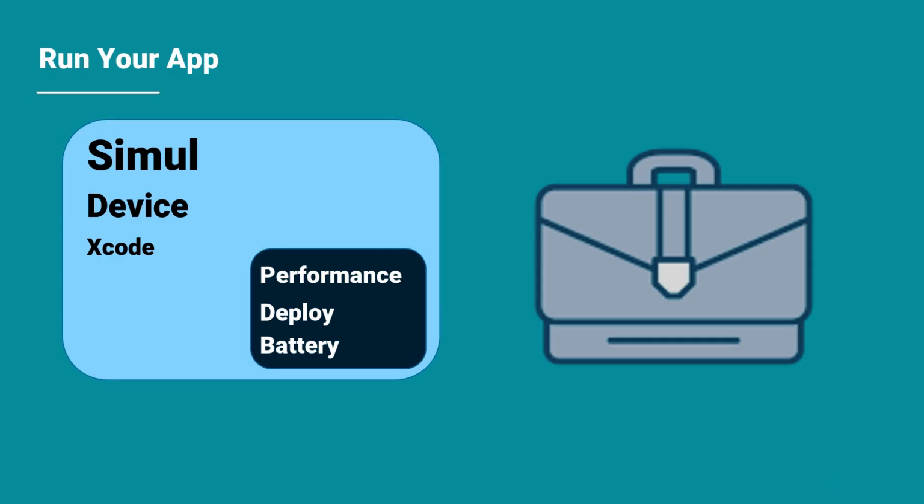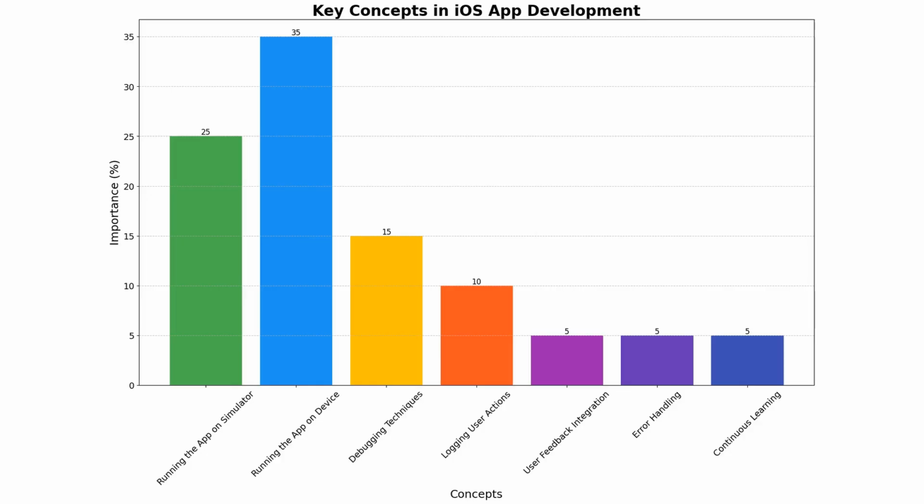Easy peasy, right? The accompanying figure, titled Key Concepts in iOS App Development, presents a ranked distribution of focus areas by importance, which is expressed as percentages. Now, the tallest bar corresponds to running the app on device at 35%, indicating that testing on physical hardware is, well, the single most emphasized activity.